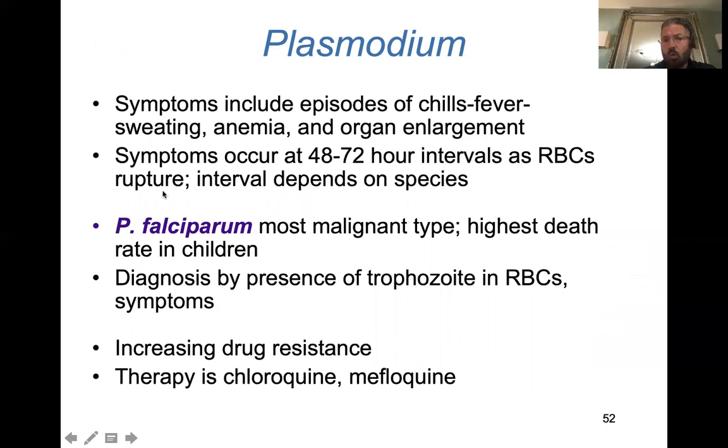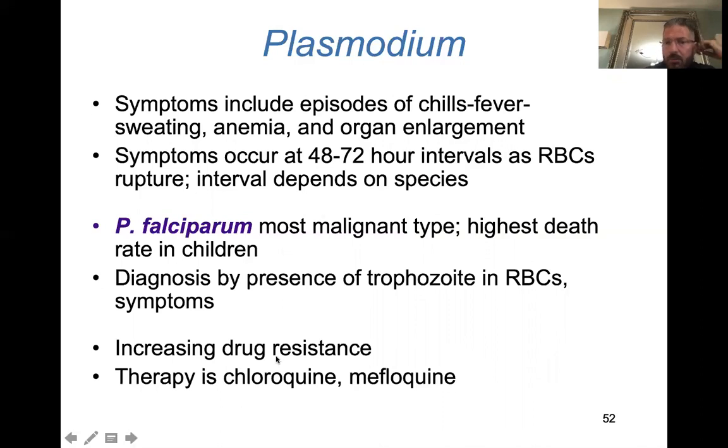Symptoms occur at intervals as red blood cells rupture, and the interval depends on the species. So they'll give you a case study: somebody was traveling in those areas that I showed you, and they developed fever, chills, anemia. They were feeling very, very tired. They would spike a fever every couple of days. That's from the inflammatory process and your body's reaction to these parasites. Falciparum is the most malignant type, with the highest death rate in children.